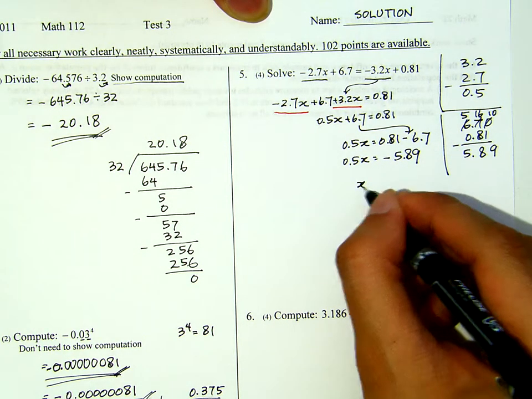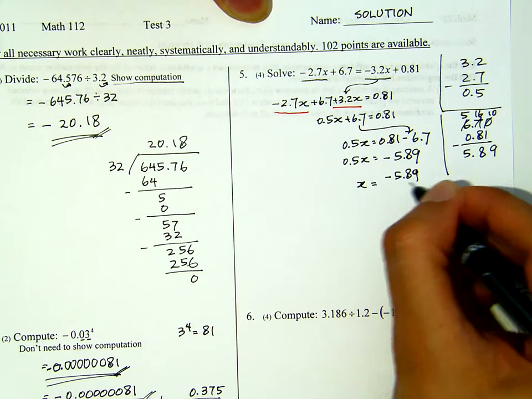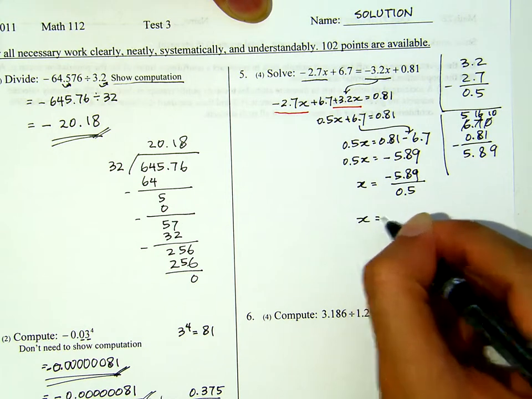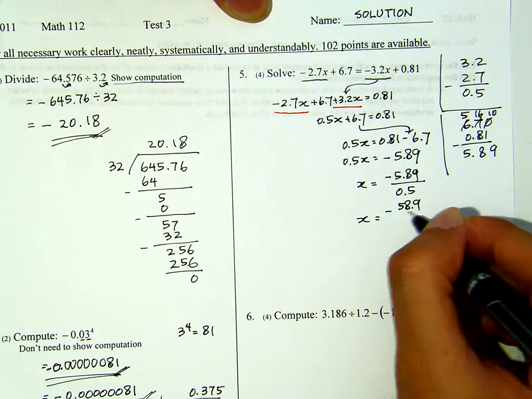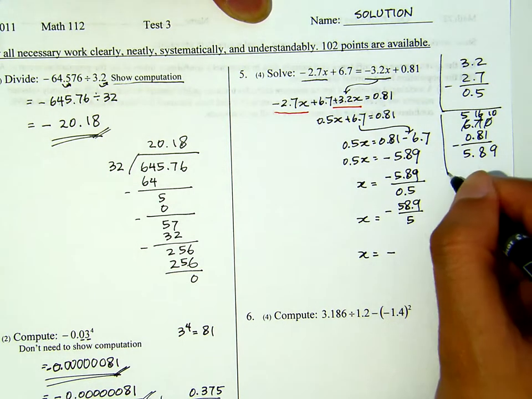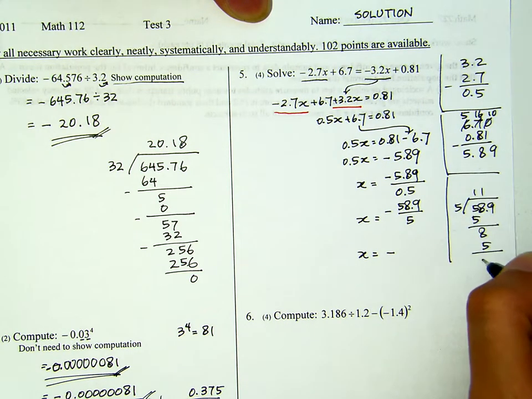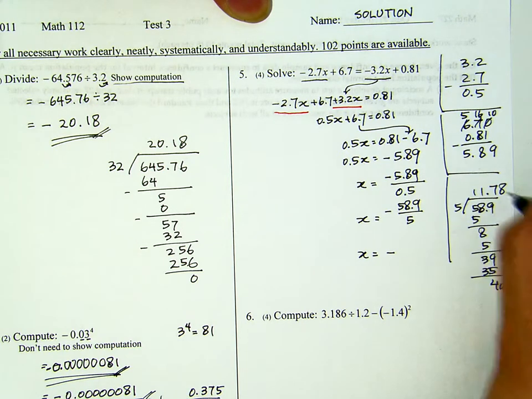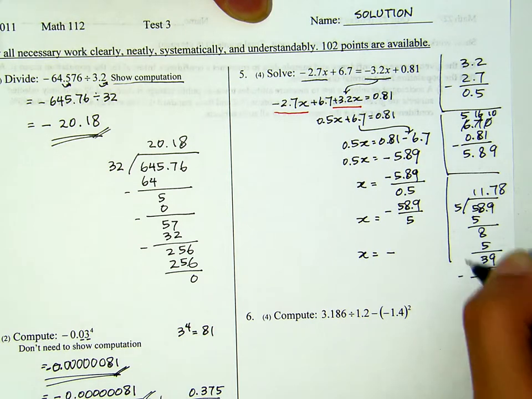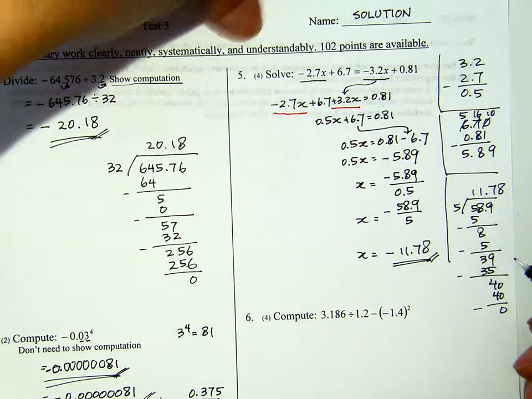Now from here I will divide by 0.5. So on the next line it will be x equals negative 5.89 over 0.5. To divide by a decimal, I first move the decimal point to make the denominator a whole number, and then from here I proceed with the division. It will be negative, we know, 58.9 divided by 5, that will be 1, and then 1 here for 5, and then 39, that will be 7 for 35, and this will be 8. So x equals negative 11.78. This is for number 5.